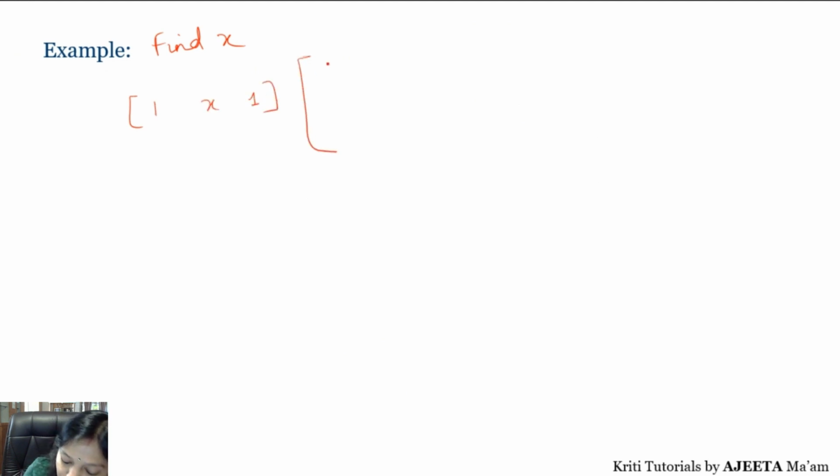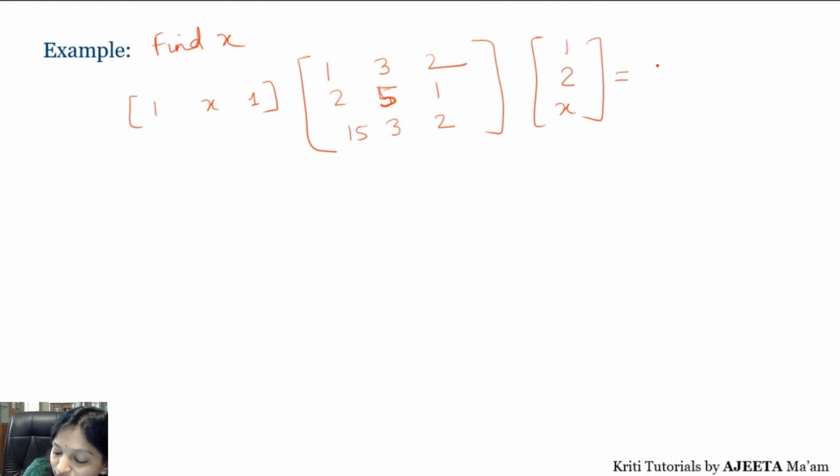Correct. Now the next matrix is 1 3 2 2 5 1. We copy the question here because here is the value of x. Okay, now 15 3 2 and 1 2 x, because otherwise you'll get a very weird answer if we just keep on doing it randomly.